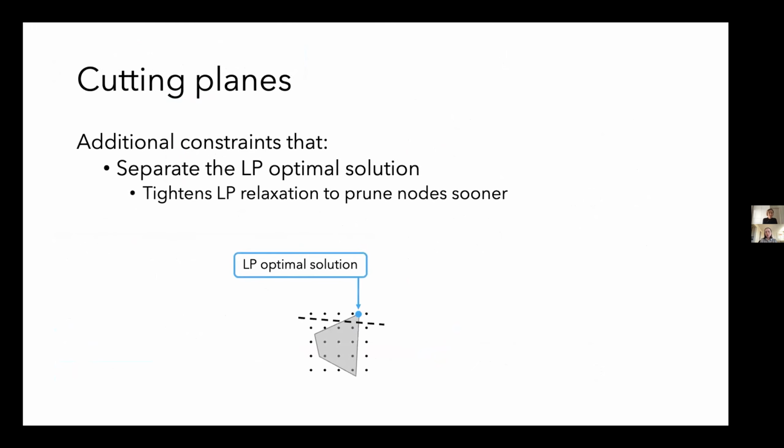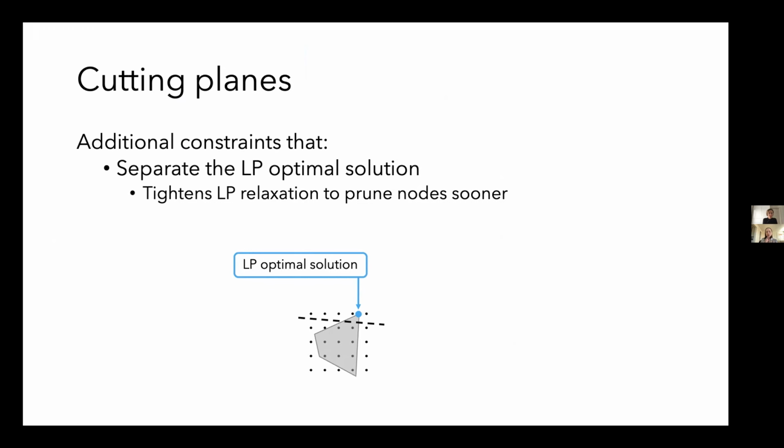Okay, and this talk is about cutting planes. So what is a cutting plane? A cutting plane is an additional constraint that you add to your integer program, which first of all separates the LP optimal solution from your polytope. Say this gray line is your feasible region, and these are the integral points inside of your feasible region. This black dotted line would be the cutting plane. And here's the LP optimal solution. It's cutting away the LP optimal solution from the rest of the polytope.